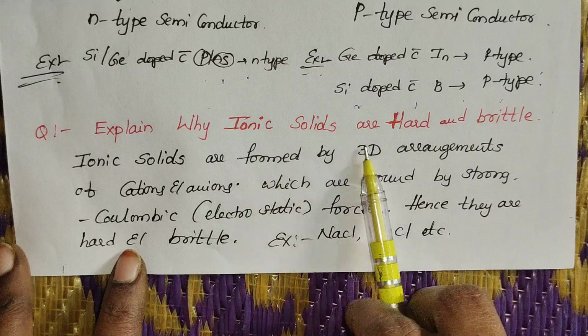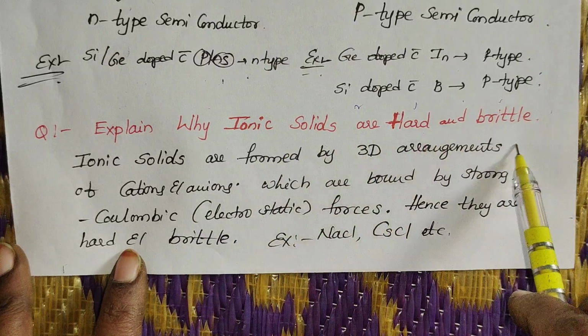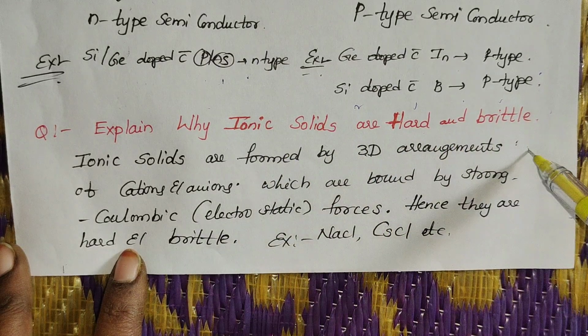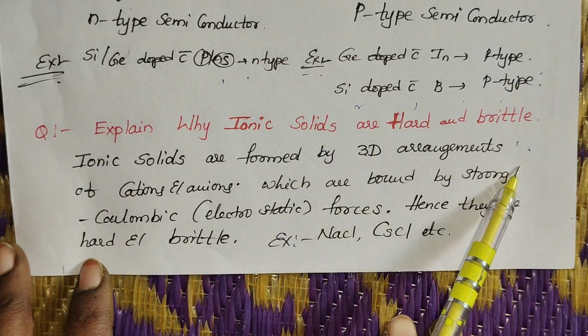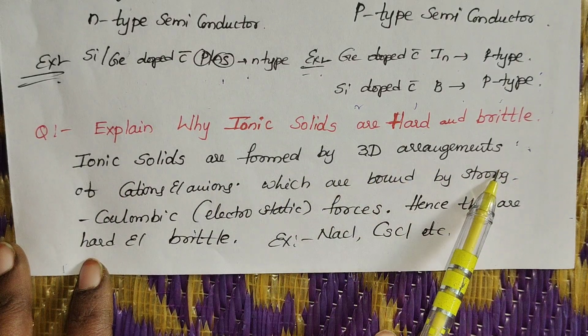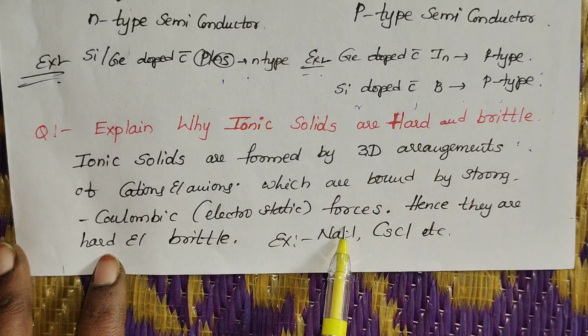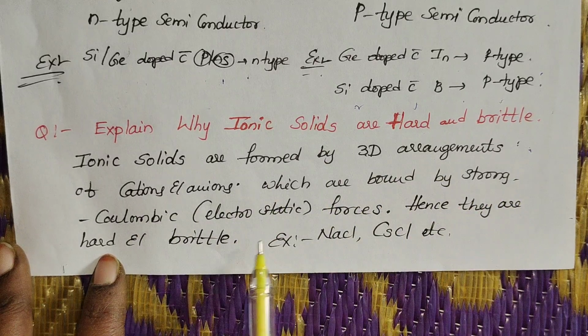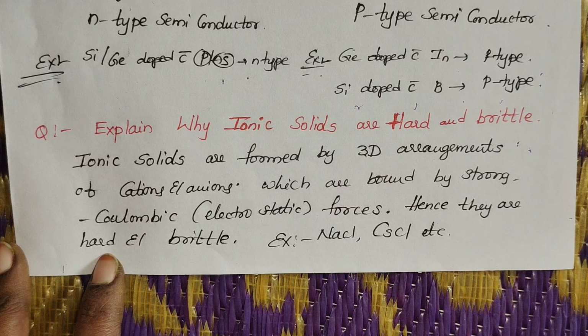Explain why ionic solids are hard and brittle. Okay, ionic solids are hard and brittle. Why? Ionic solids are formed by 3D arrangements, 3-dimensional arrangement, of cations and anions which are bound by strong coulombic forces, hence they are hard and brittle. Example, sodium chloride and cesium chloride. Okay, ionic solids are hard and at the same time brittle.